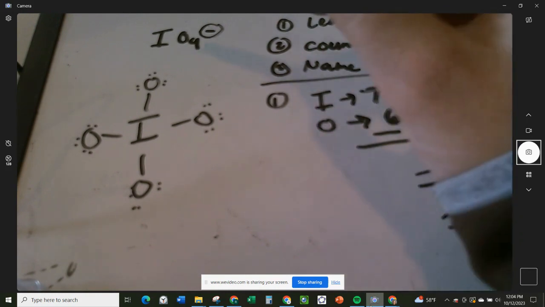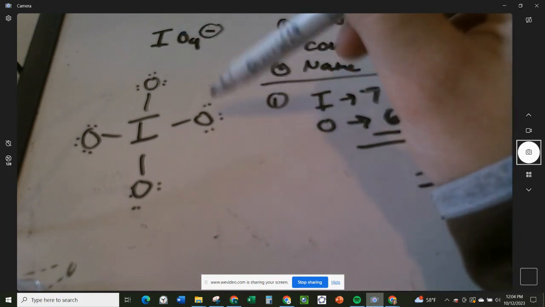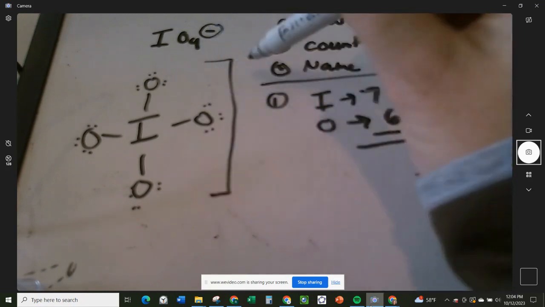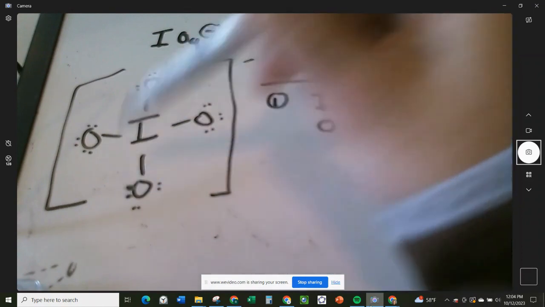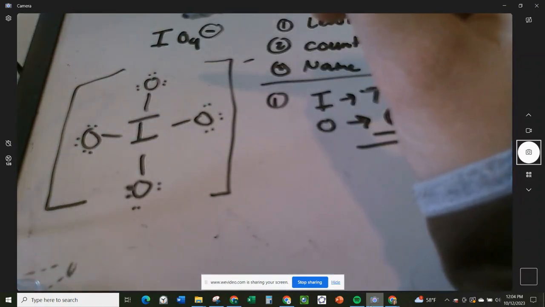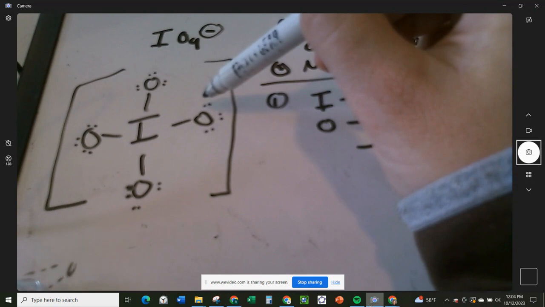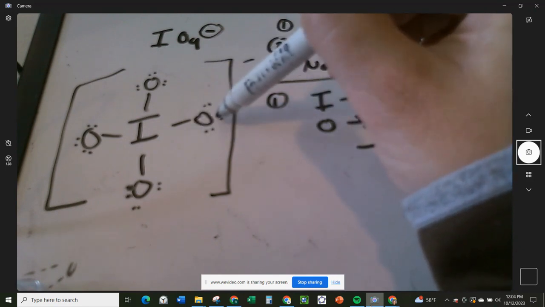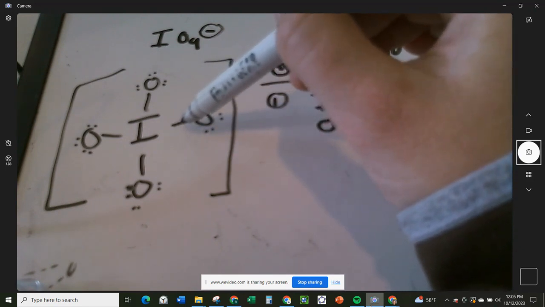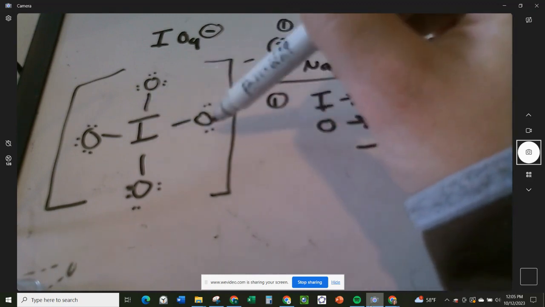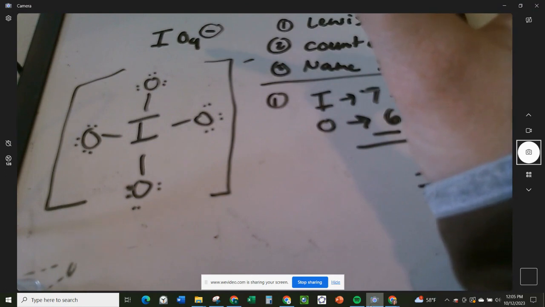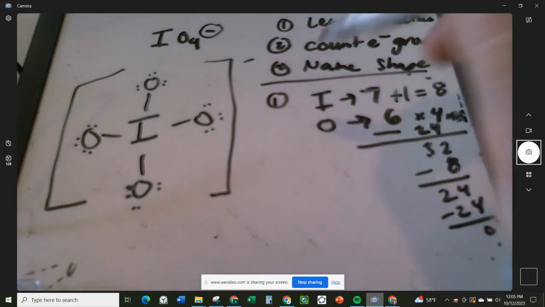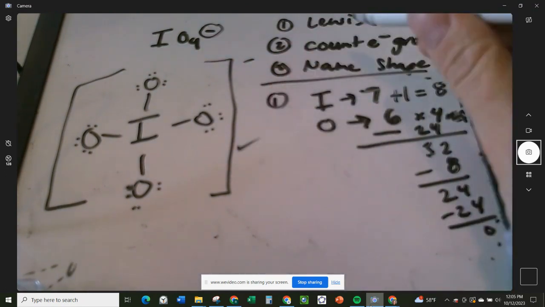So let's make sure everything has an octet. Oh, also we need to show the minus. This is an ion, not a neutral atom or molecule. Let's see. So this oxygen has 2, 4, 6, 8. Anytime there's a bond, each atom can see those electrons. This iodine has 2, 4, 6, 8. So everything has 8 valence electrons. The structure is happy. So that's our first thing.